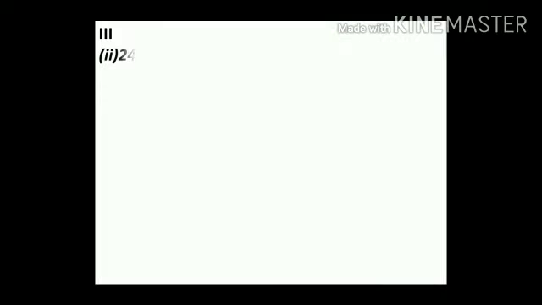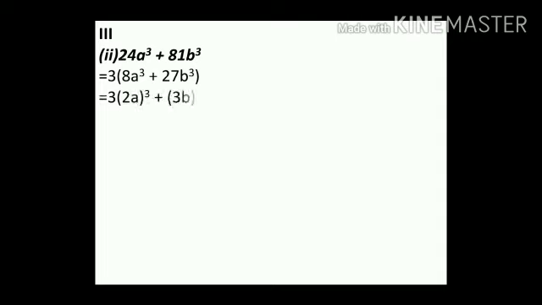Number 2. 24a cube plus 81b cube. Here, children, 3 is common between these 2 terms. So, here we have to remove common. Equal to 3, 8a cube plus 27b cube. Now, here, children, 8 is the cube of 2 and 27 is the cube of 3. Equal to 3, 2a whole bracket raised to cube plus 3b whole bracket raised to cube.